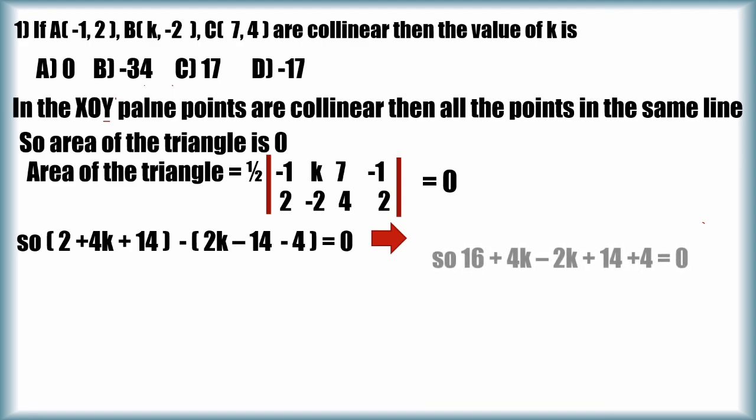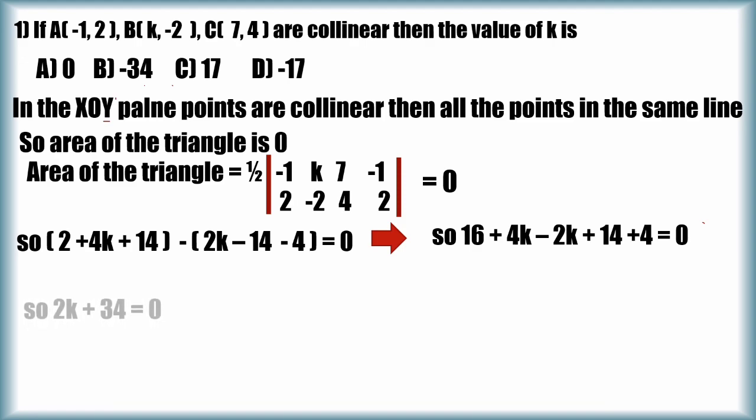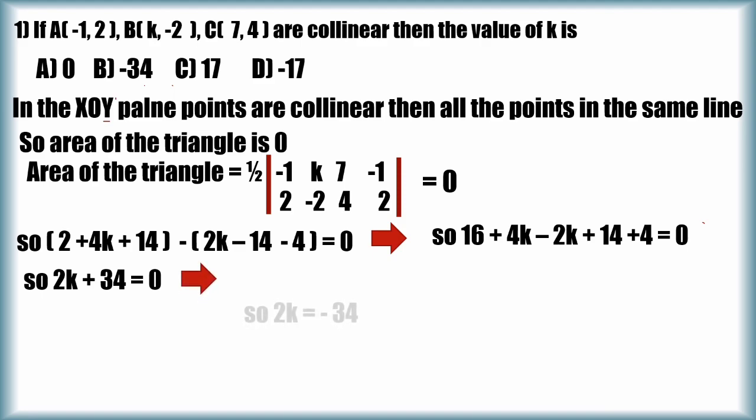Then all the constants are added: 14 plus 2 is 16. 16 plus 4k minus, taken inside, minus 2k plus 14 plus 4 equal to 0. So all the constants are added here: 16 plus 14 plus 4 is 34. 4k minus 2k is 2k, plus 34. So 2k plus 34 equal to 0. So 2k equals minus 34, since plus 34 turns into minus 34.